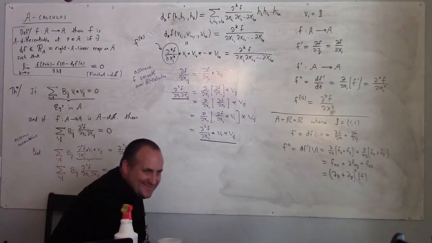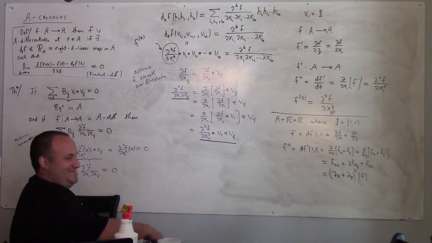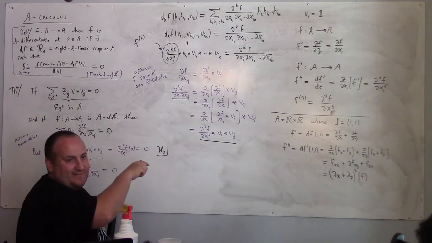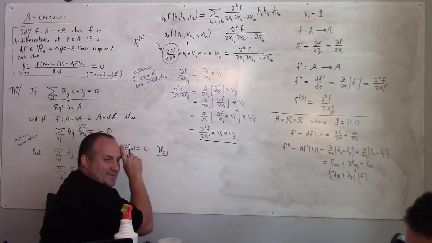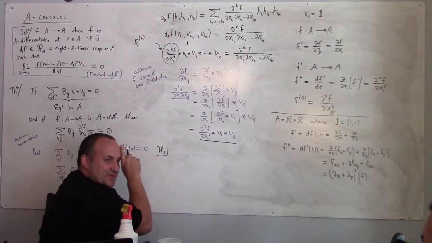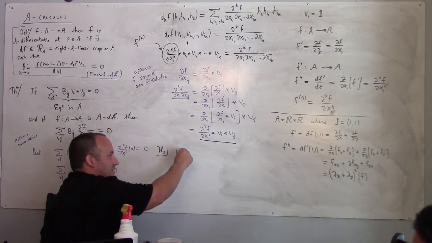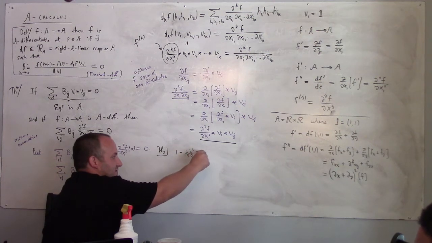So, H3. What do we know? We know 1 minus j times j squared equals 0.